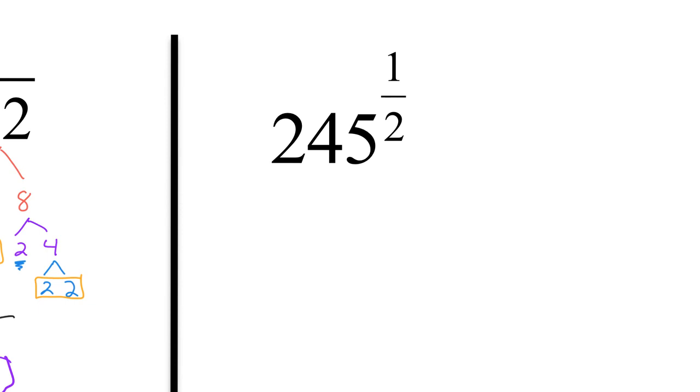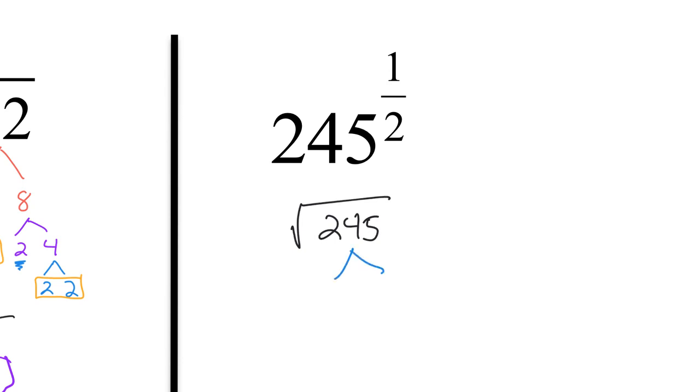Keep in mind, the exponent of 1/2 is the same thing as the square root. So I can change this to the square root of 245, and I want you guys to do that. If you see the exponent 1/2, change it. Use the radical, the square root. Now you are going to break down the number.